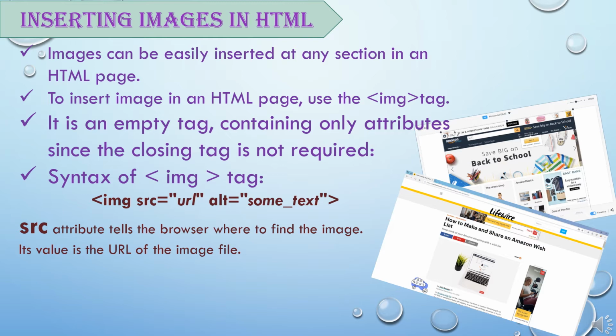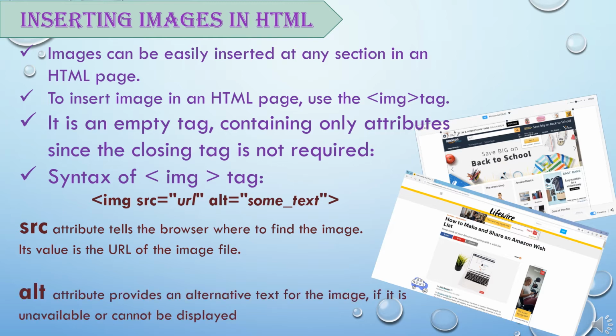Each image must carry at least two attributes, the src attribute and an alt attribute. The src attribute tells the browser where to find the image. Its value is the URL of the image file. Whereas, the alt attribute provides an alternative text for the image. If it is unavailable or cannot be displayed for some reason, its value should be a meaningful substitute for the image.